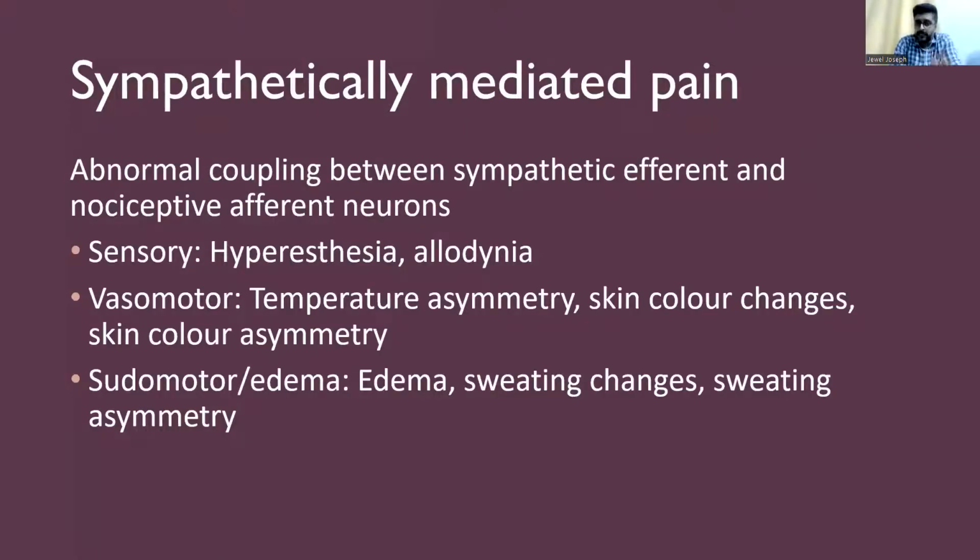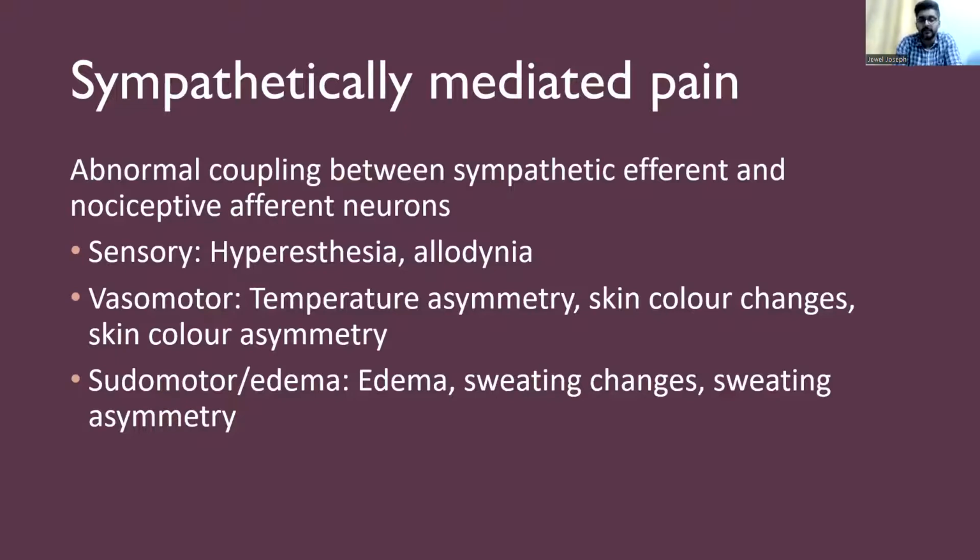There is one more type of neuropathic pain, which is called sympathetically mediated pain. It is not very common, but it is an important aspect of neuropathic pain. What happens here is there is an abnormal coupling between sympathetic efferent and nociceptive afferent neurons. Usually it doesn't happen. Whenever there is a noxious stimulus, when the signal is passed to the nociceptive afferent neurons, there will be a reflex sympathetic effect. So the pain experience, the pain reflex, is mediated by the sympathetic nerve.